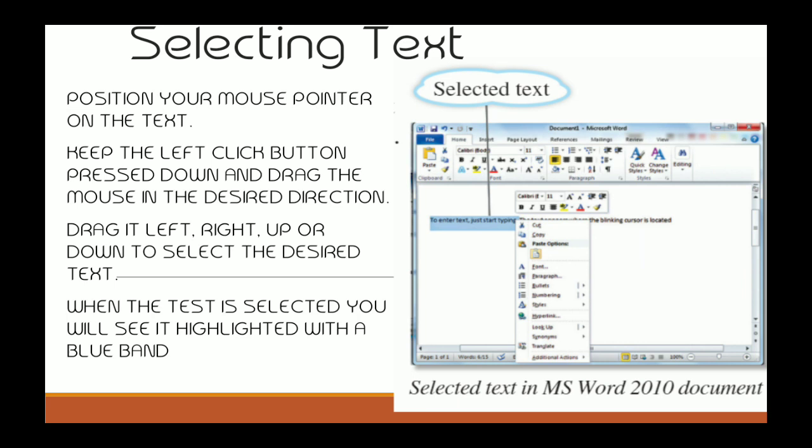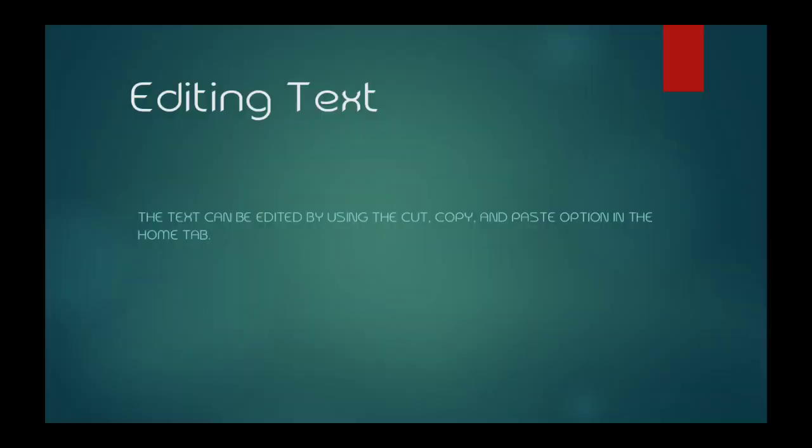When the text is selected, you will see it highlighted with a blue band. Here it is given in the picture. When you select your text, you will see the highlighted blue color. It means you have selected your text. You can use your mouse or keyboard to select the text. It is very easy to use.